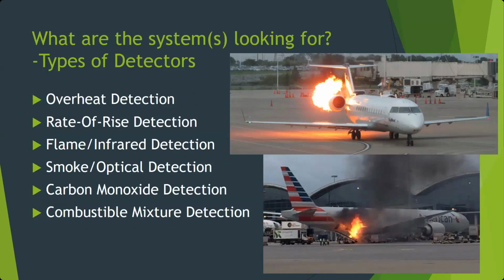Smoke and optical detection, right? Smoke's a sign of fire. It's not the fire itself, whereas flame infrared is actually detecting the fire itself. Carbon monoxide falls under this. We don't have a lot of carbon monoxide issues on big aircraft.